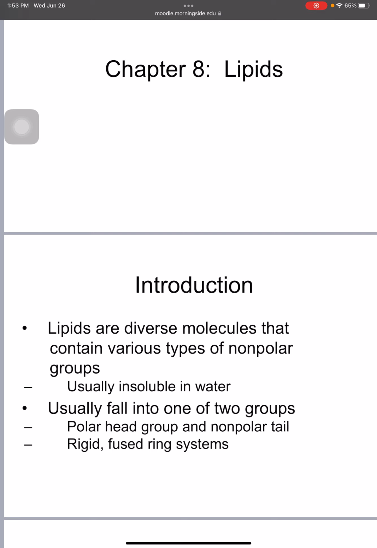There's a couple of different broad categories. Number one is the one that the fatty acids fall into, and actually this is the group that will have the most individual subtypes of lipids.